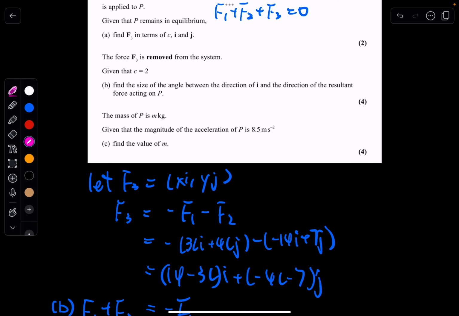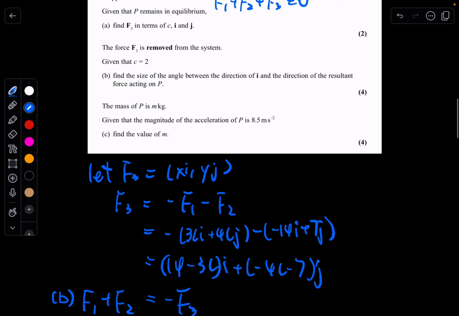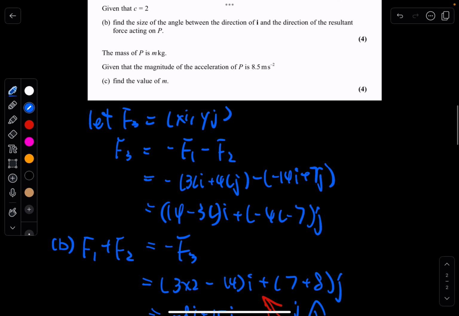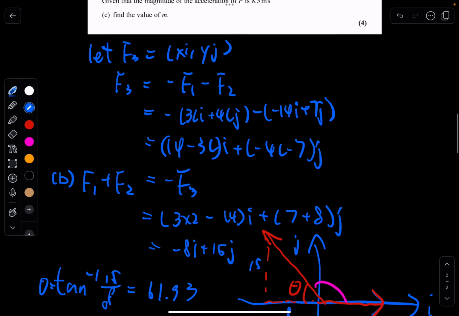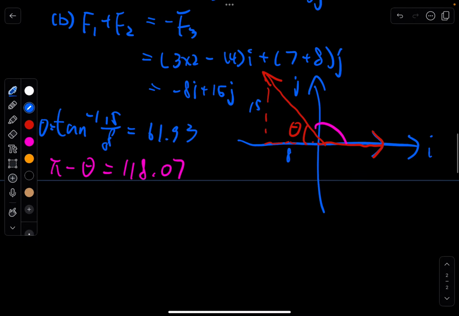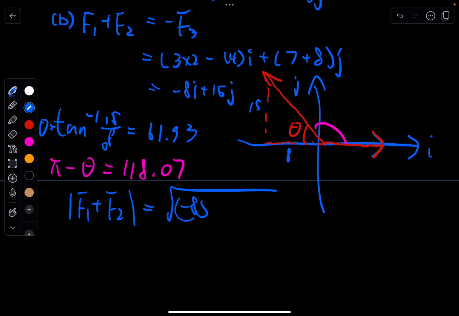Alright. The mass of P is m kg. Given that the acceleration of P is 8.5, let's find the value of m. So we have our force here, F1 plus F2. So let's find the magnitude of F1 plus F2 first, which is straight up Pythagoras.